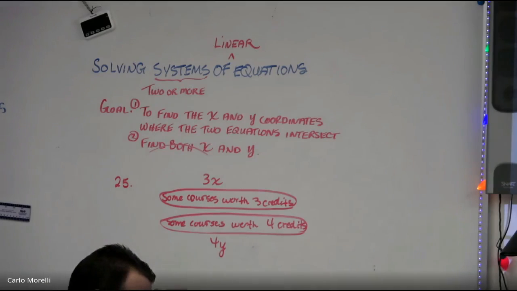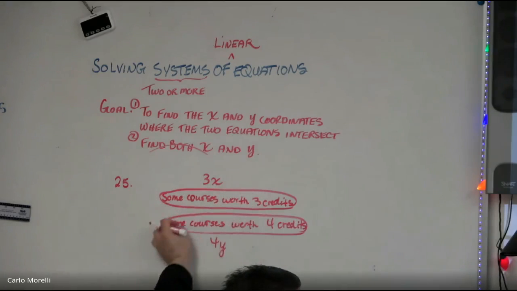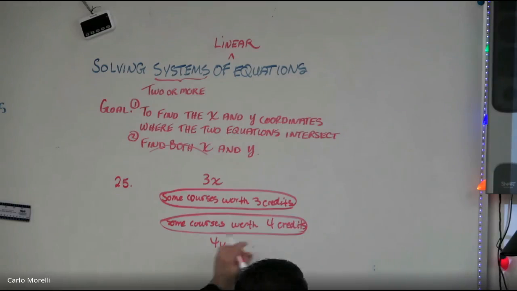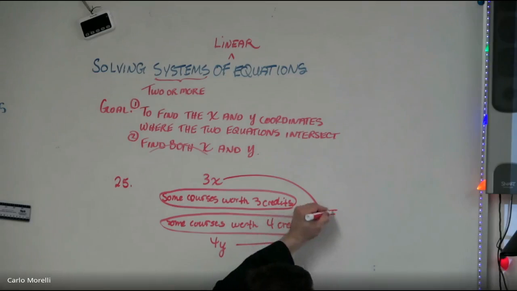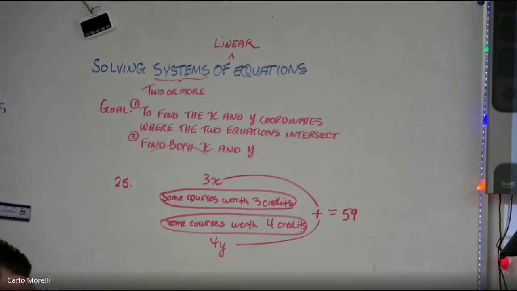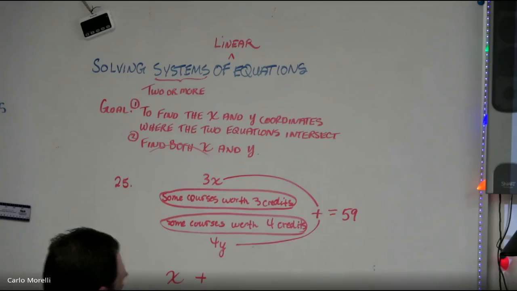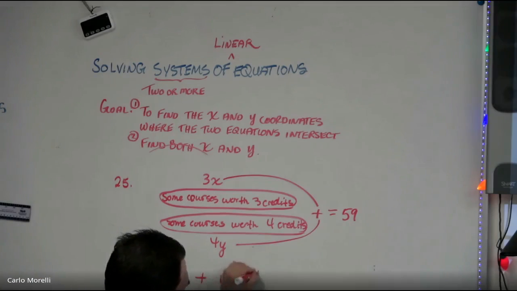Question. How many total credits did the person earn? 59. Okay. So 3x, some courses worth 3 credits, and some courses worth 4 credits, 4y. These two add together to equal 59. Now the final clause of the second sentence says after completing 18 courses. So right down here I need to write x plus y. That would be the first course plus the second course equals 18.